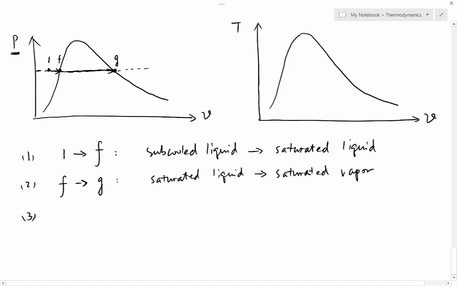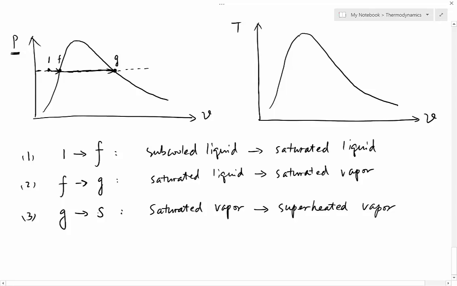And then next one, what if you start from G and you don't stop? You start from saturated vapor. And let's say you don't stop. You continue giving this vapor heat. You continue providing heat to the vapor. What is going to happen? The vapor will still be vapor, right? But we have a name for it. It's called superheated vapor. And for superheated vapor, we have a letter. We use letter S.